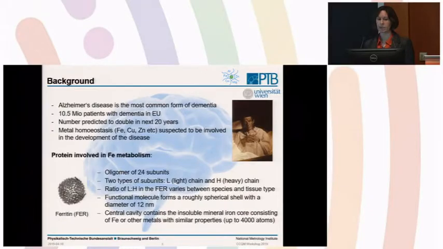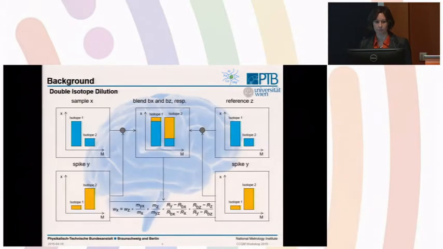This protein is a molecule that forms roughly a spherical shell of 12 nanometer diameter. So you have to think of it like the shell only, and in this shell iron is included as a mineral. It can have up to 40,000 atoms of iron included in here, but it is very hard to have a defined number of metal atoms in here.